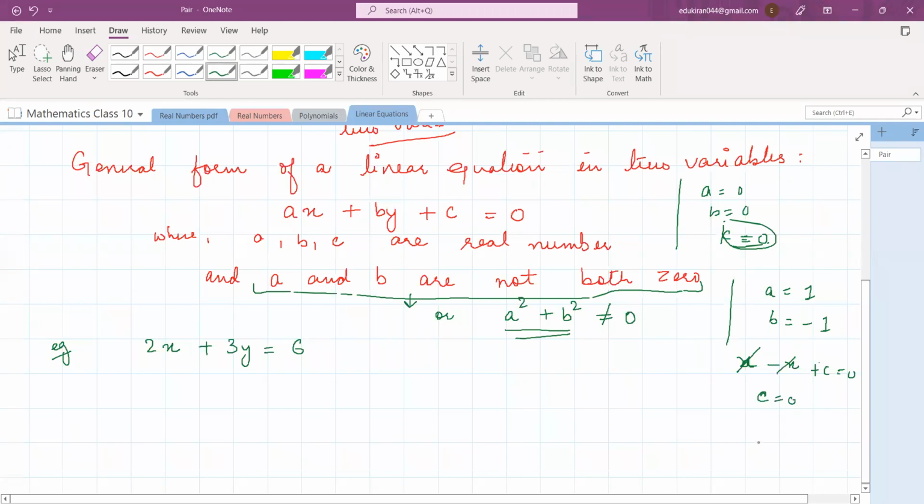Clear? Yes, ma'am. So this kind of equation will not be an equation. Ultimately, you will get C is equal to 0. And also if C is equal to 0, then 0 is equal to 0, so there's no equation. So that is why the condition is not A plus B is equal to 0, but it is A square plus B square is equal to 0. Clear? Yes, ma'am. Okay.